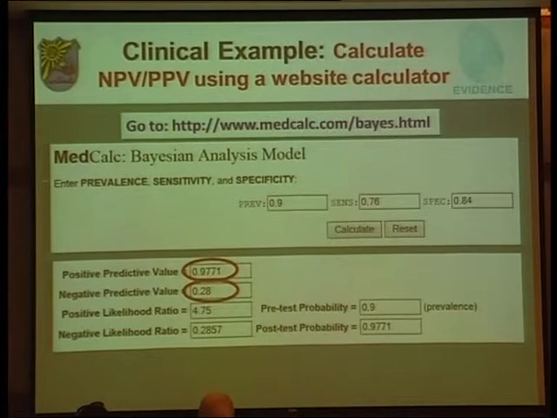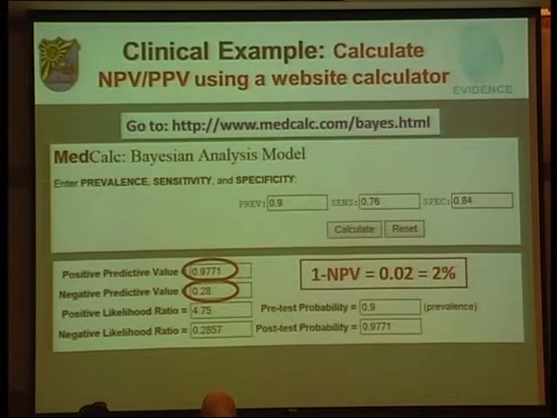Anyway, so the 1 minus negative predictive value is 2%. Oops, no, that's from a different slide. Sorry.